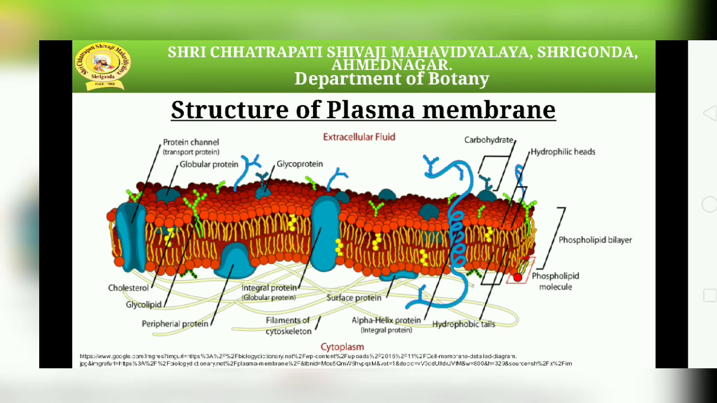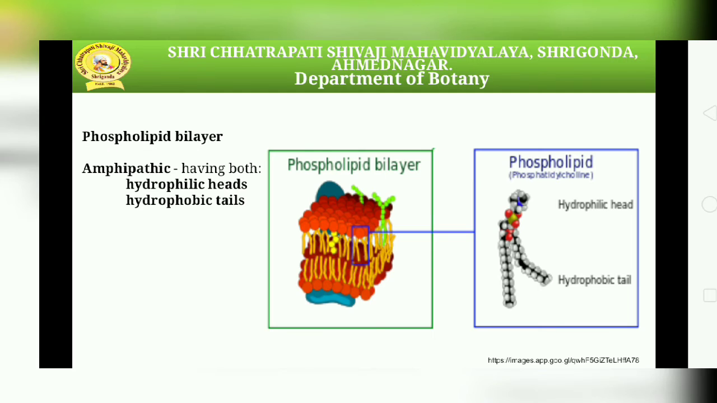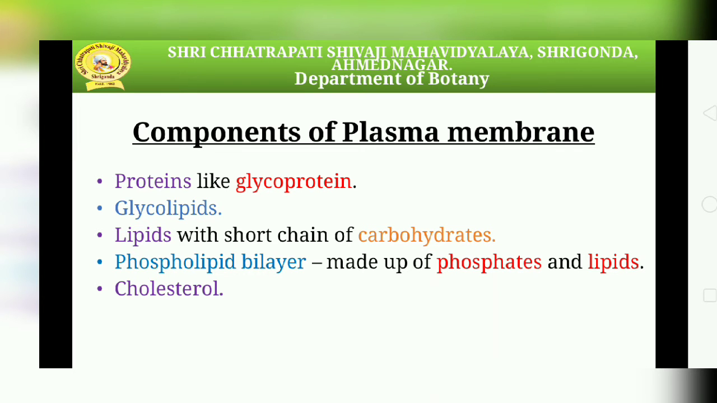In the structure you can see the plasma membrane structure. The various components present in this are protein, carbohydrates and lipids. As we say, it is a bilayer lipid, that is, phospholipid bilayers are there. It is amphipathic, having both conditions, hydrophilic heads as well as hydrophobic tails. Here you can see.